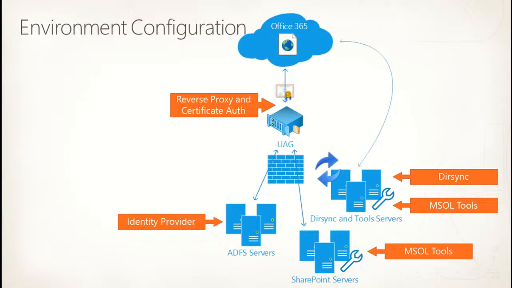So we've talked about the Office 365, UAG, and the SharePoint servers. The other components here are really just helping us make that connection work. So the identity provider, the ADFS servers on the left, the directory synchronization tools, and the other MSOL, Microsoft Online tools, are really just helpers to establish that trusted connection between the cloud and on-premise, and to make sure that the identity of a user in the cloud and the identity of a user on-premise can be rationalized and mapped together.